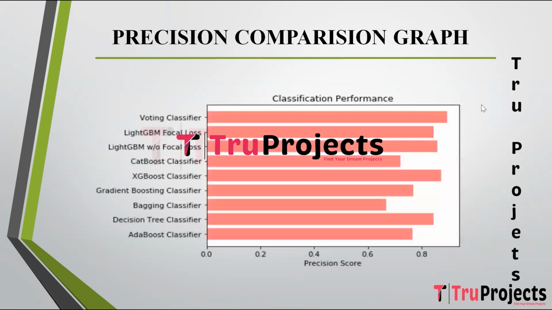Precision comparison graph. This is the precision comparison graph. On the x-axis, we have the precision score, and on the y-axis, we have the algorithm name. From this graph, we can say that the ensemble models are performing well.